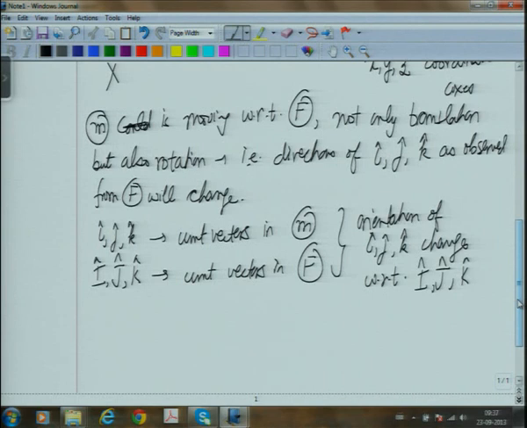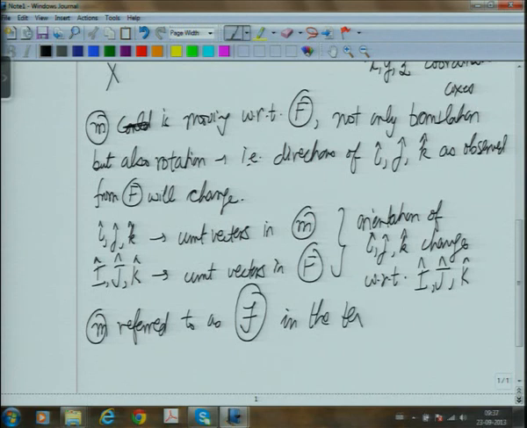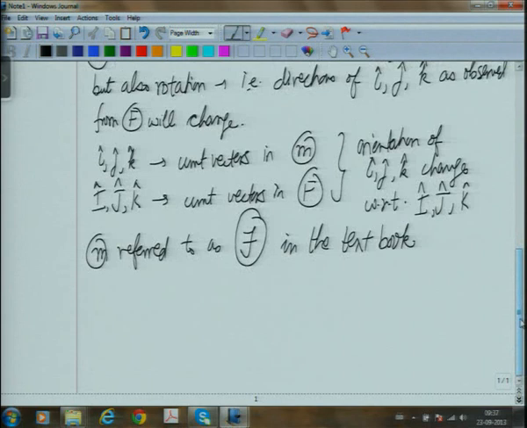Okay. Now let me also at this stage put this, that small m has been referred to as script f in the textbook. This is just for your reference in case you are following the book. This has been referred to like this.